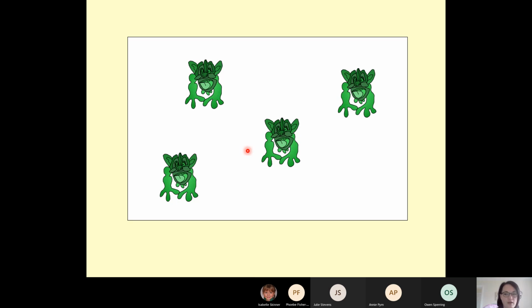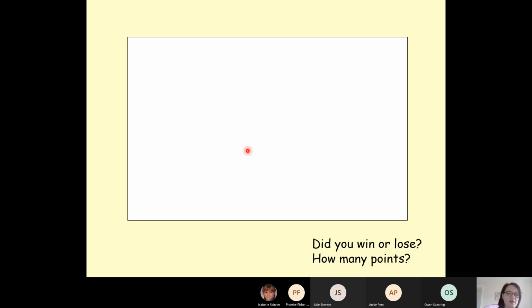Here are 4 gremlins. So with your imaginary ball, you need to try and hit those with your imaginary ball, and then watch carefully to see how many points we win. Are you ready? 3, 2, 1. Throw that imaginary ball. Okay, think about how many did we win or lose. 4 of them disappeared, so that's good. That's a W for a win. But how many points? Write that down somewhere or keep that number in your head.